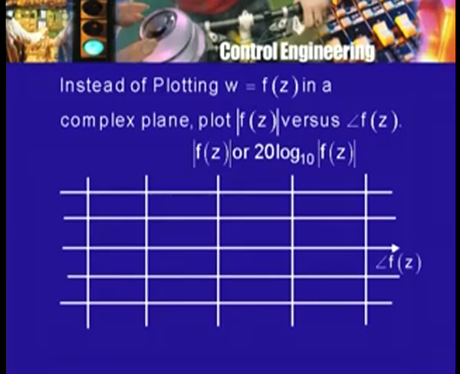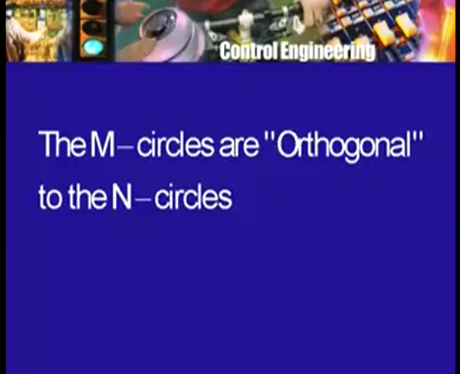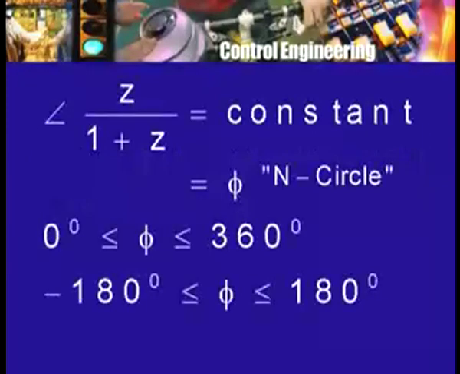So, here is an example of a set of lines, the x axis lines, so to speak, and the y axis lines, which are orthogonal to each other. Similarly, the m and n circles are orthogonal to each other. Of course, that is related to something like the following, that is, you have a function of the complex variable and you are looking at the modulus and the argument of that function. Now, it is happening for this function z divided by 1 plus z.